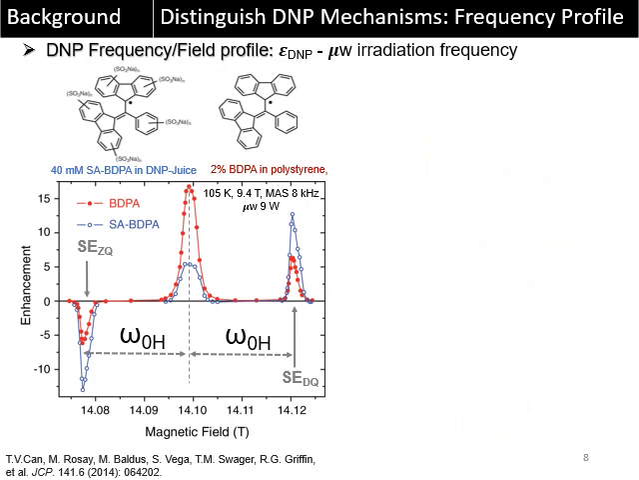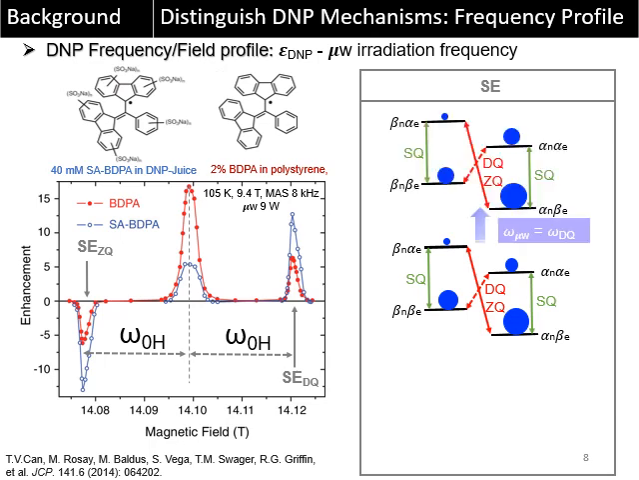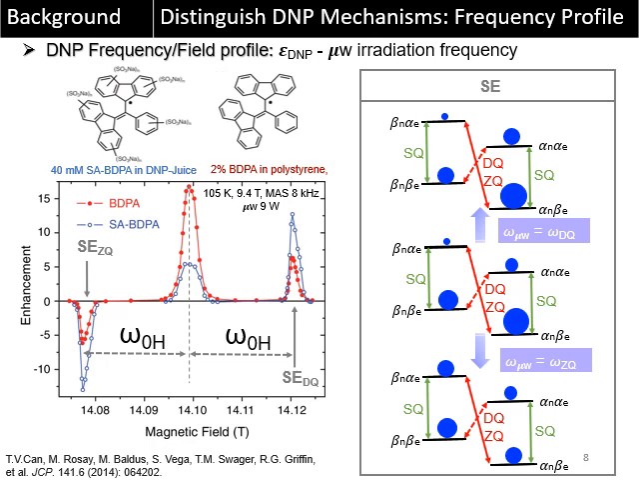And the two enhancements at omega naught H apart from the BDPA center frequency, they assigned as the solid effect. Then again, how do they assign it? I use the same energy diagram to explain. For the solid effect, microwaves irradiate at a forbidden transition, for example the double quantum transition, and will saturate these two energy states. And then the nuclear polarization will increase. Similarly, if microwaves irradiate at the zero quantum transition, these two energy states will be saturated and the polarization increased.